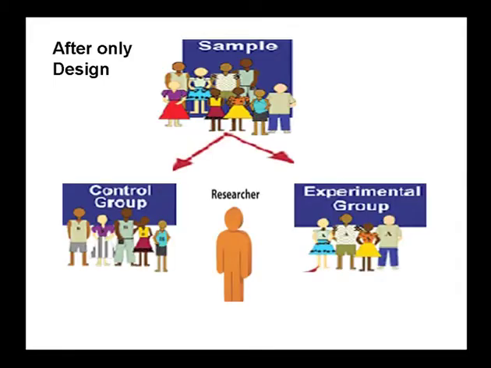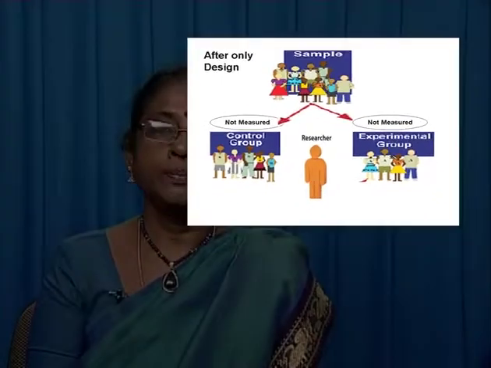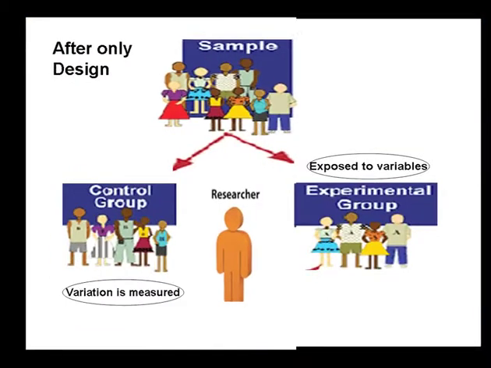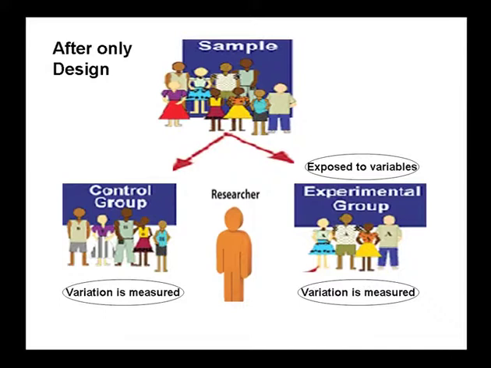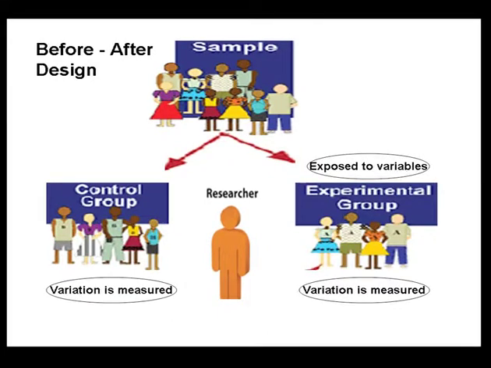In after only experiment, the measurement is not done before the researcher starts it. It has been assumed that both the groups are same in all qualities. Once the experiment is over, we do not know whether the difference is either due to initial difference or due to the exposure. Hence, in the before after experiment, the groups are measured both before and after the experiment.